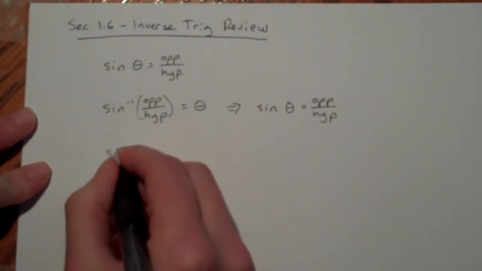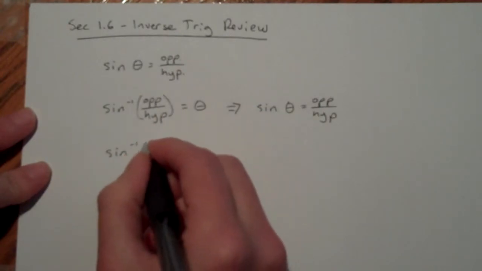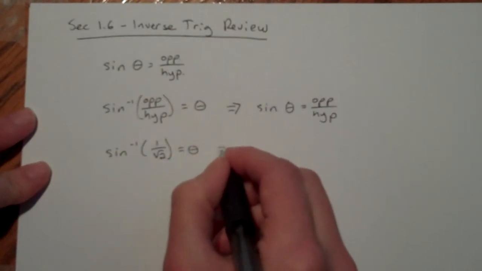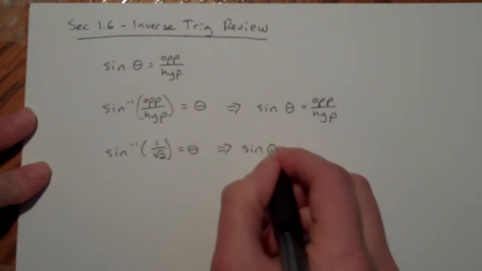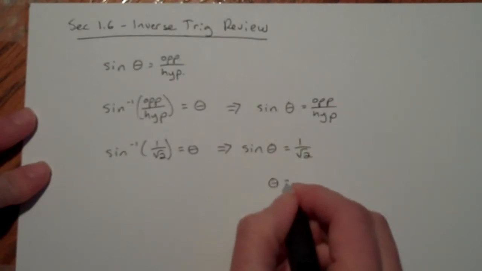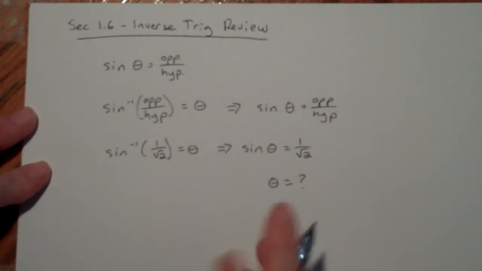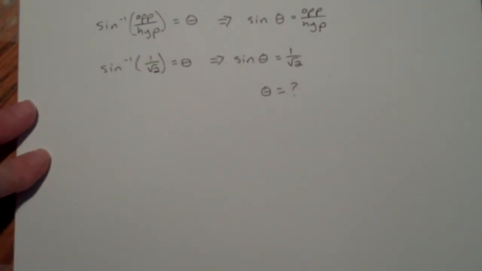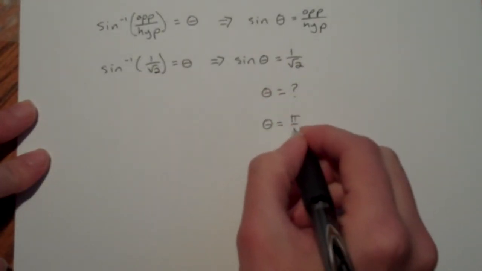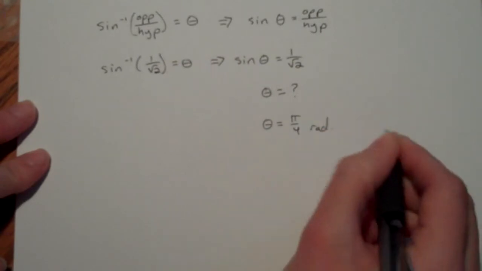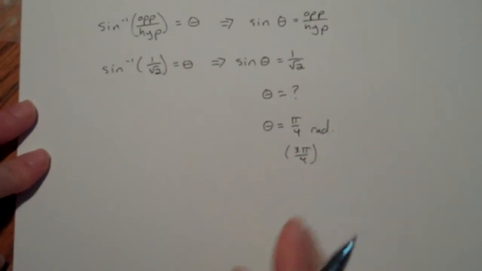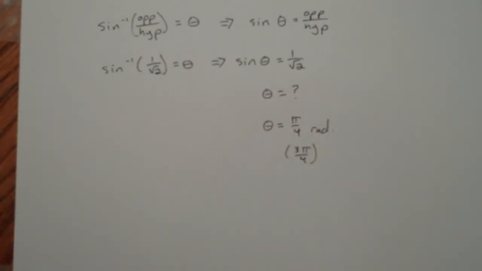So for instance, if I have the inverse sine of 1 over square root of 2 equals theta, that is the same thing as asking, okay, well, if I have sine of theta, and I know that it equals 1 over the square root of 2, then what was my theta? And because I remember my triangles and my unit circle and everything, I know that theta has to equal 45 degrees, or pi over 4 radians. And it could also equal 3 pi over 4. Okay, so that's the basic.